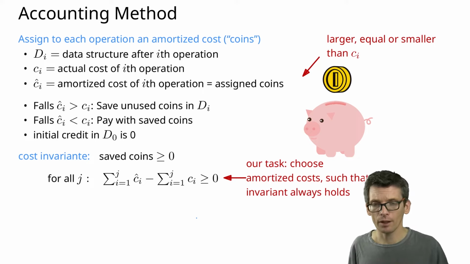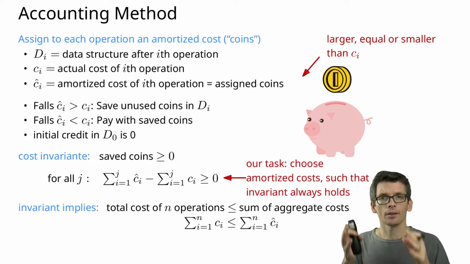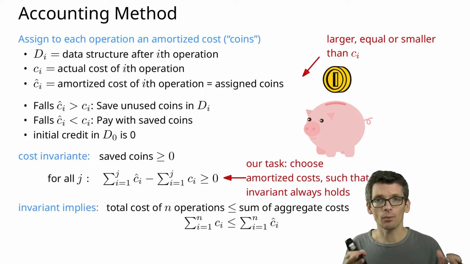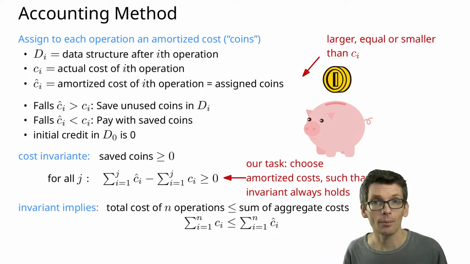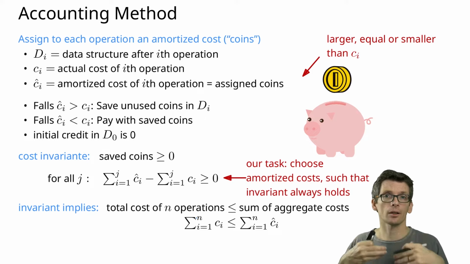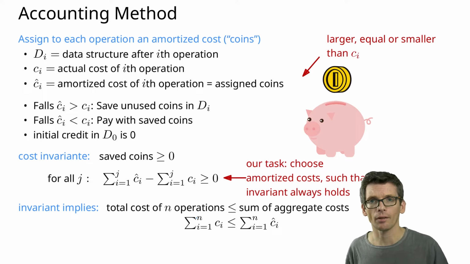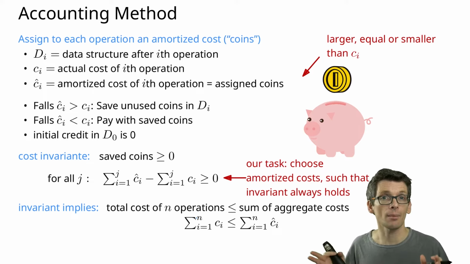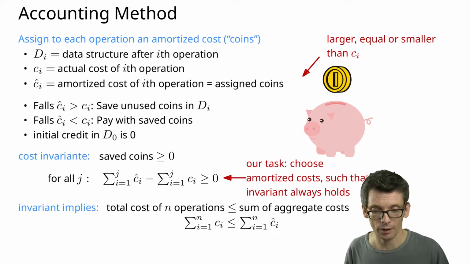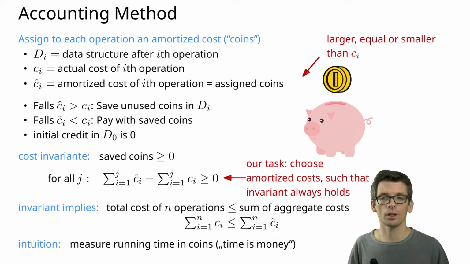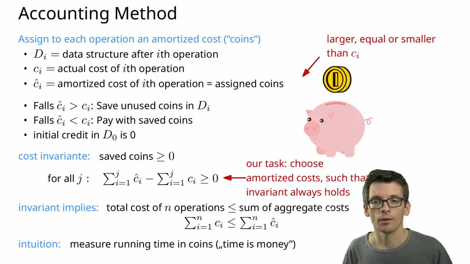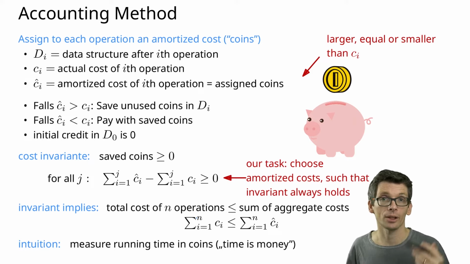If we have this invariant, it immediately implies that we get a bound on the actual costs, namely the sum of the actual costs is bounded by the sum of the amortized costs. And those we can easily calculate with, so that will give us a nice and simple sum, hopefully, and in particular an upper bound on the actual costs. So the intuition here is that we're measuring the running time in terms of these coins. Or stated differently, time is money.